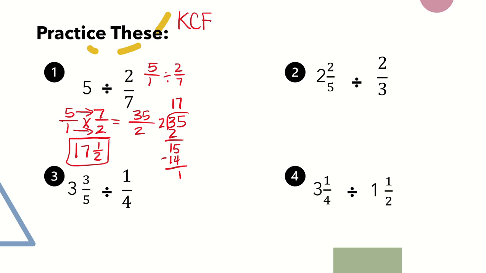Let's look at number 2. And again, I have a mixed number, so I have to turn it into an improper fraction. Then I will continue those same steps. Keep the first number, change my division to a multiplication, and flip, or reciprocal of my second one. Multiply straight across.